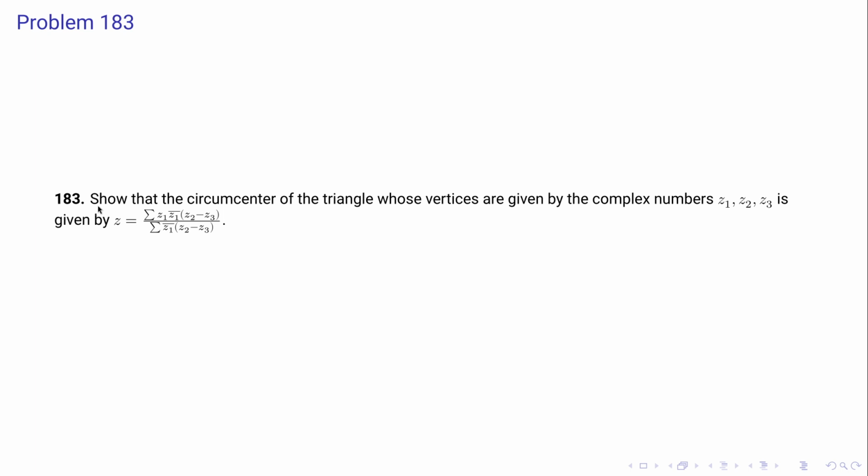Problem 183 says that we have to show that the circumcenter of the triangle whose vertices are given by complex numbers z1, z2, z3 is given by z equal to sigma z1 z1 bar into (z2 minus z3) divided by sigma z1 bar multiplied with (z2 minus z3).